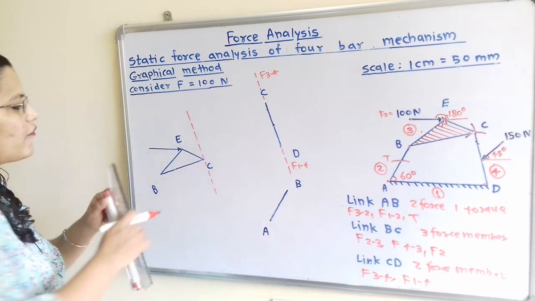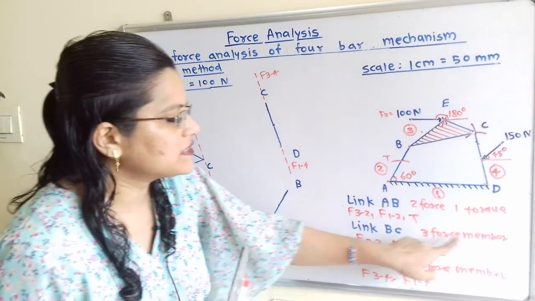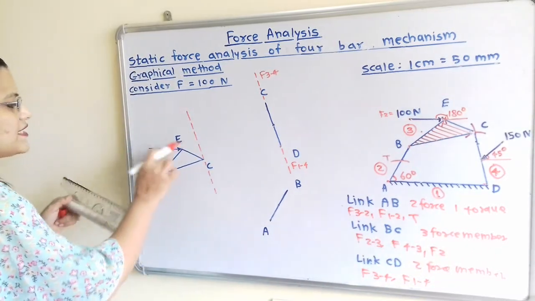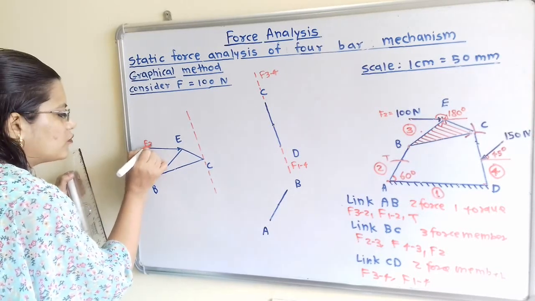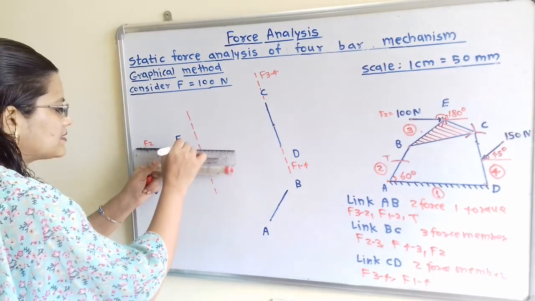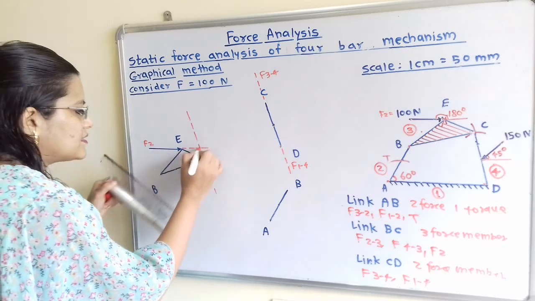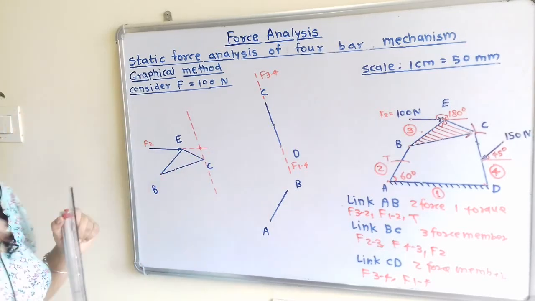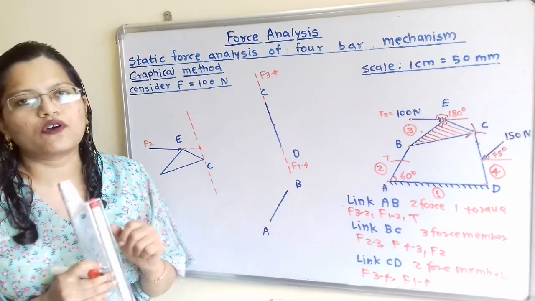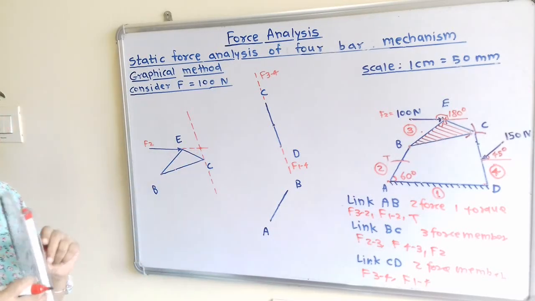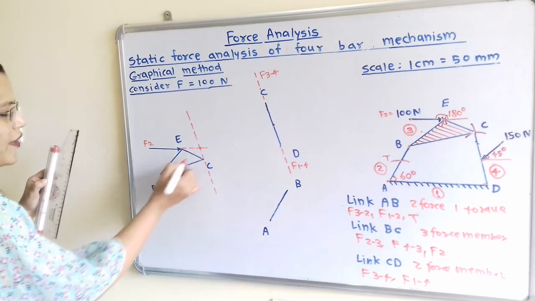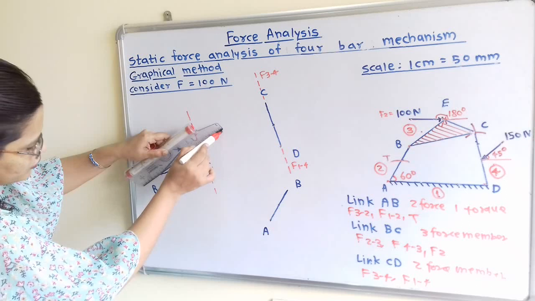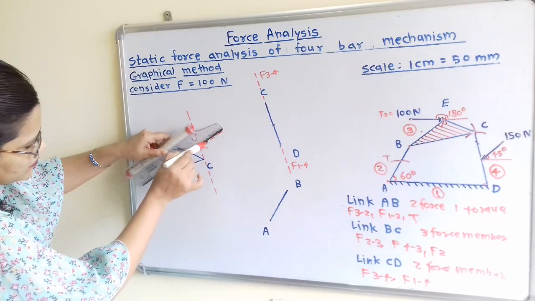So this is a 3 force member, link BC is a 3 force member. So we have to find out the concurrent point. This is the direction of second force F2. So I will extend this, and this is the concurrent point. Now here is the third point. The third line of action of force should pass through this concurrent point. So I will join this point B and this concurrent point. So here we will get the line of action of the third force.